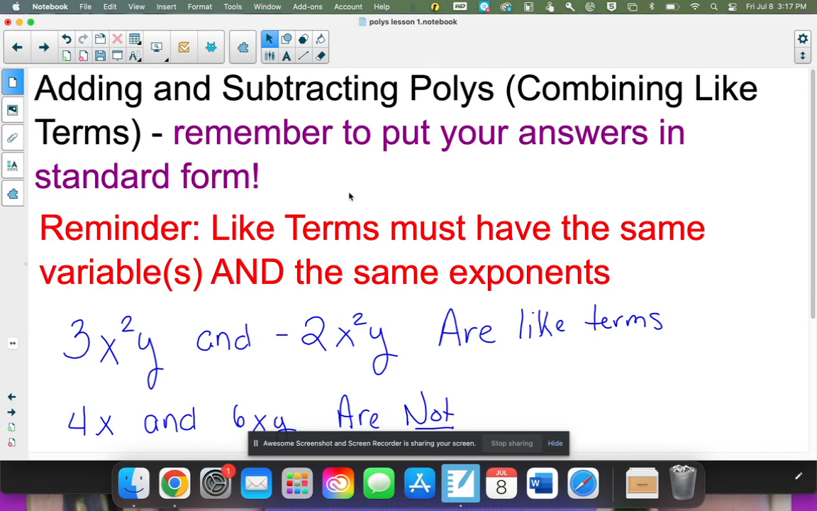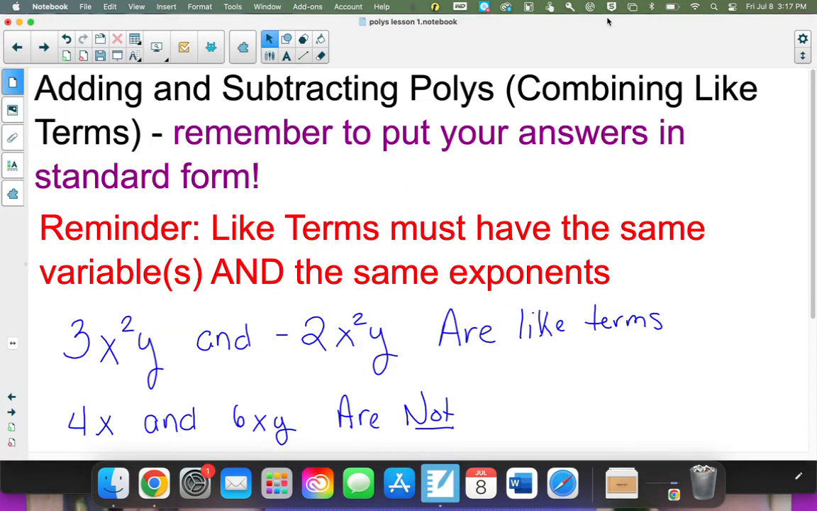Okay, biggest thing about adding and subtracting polynomials is that you are basically combining like terms, which you've been doing for a good while. You need to make sure you put your answers in standard form when you're done, right? When you've combined all your like terms. And as a reminder, like terms have to have not just the same variables, which is probably what you were doing in middle school, but they also have to have the same exponents on those variables, okay? So take a look at some examples I've set out.